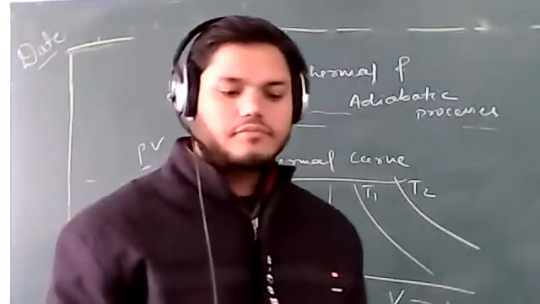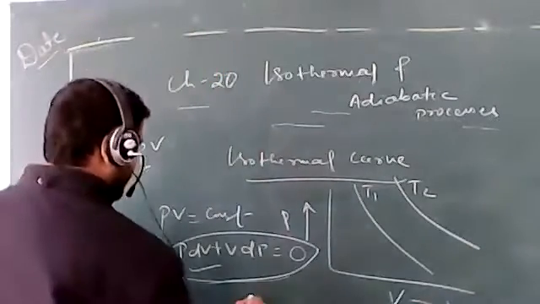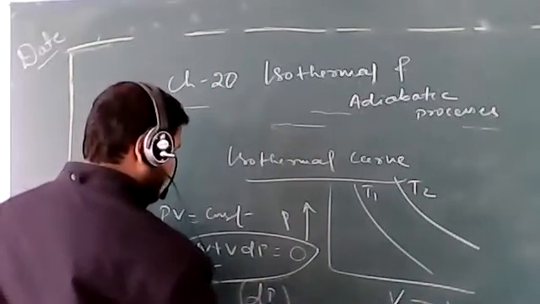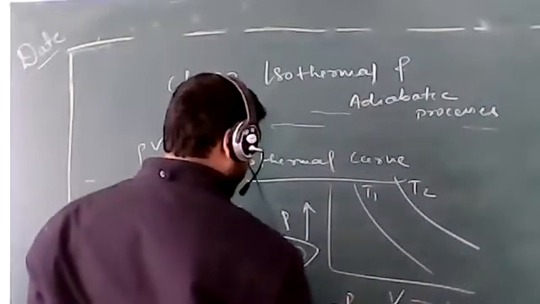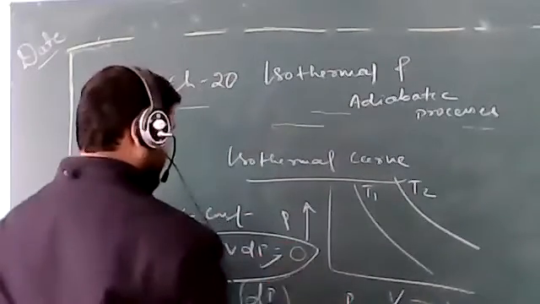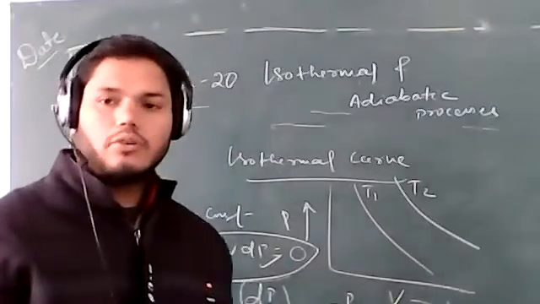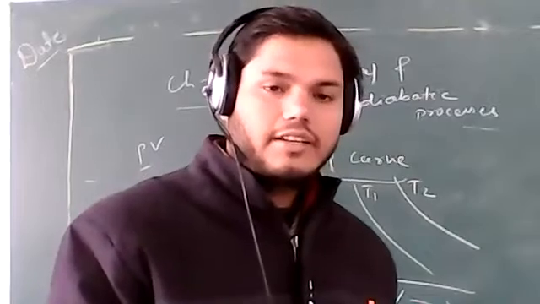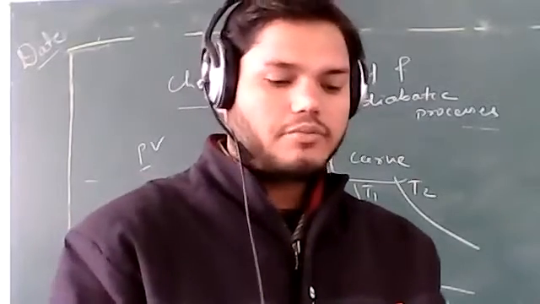Then you can write dP upon dV. In the case of the isothermal process, it will be minus P upon V. From this equation, you can write dP upon dV equal to minus P upon V for the isothermal process.